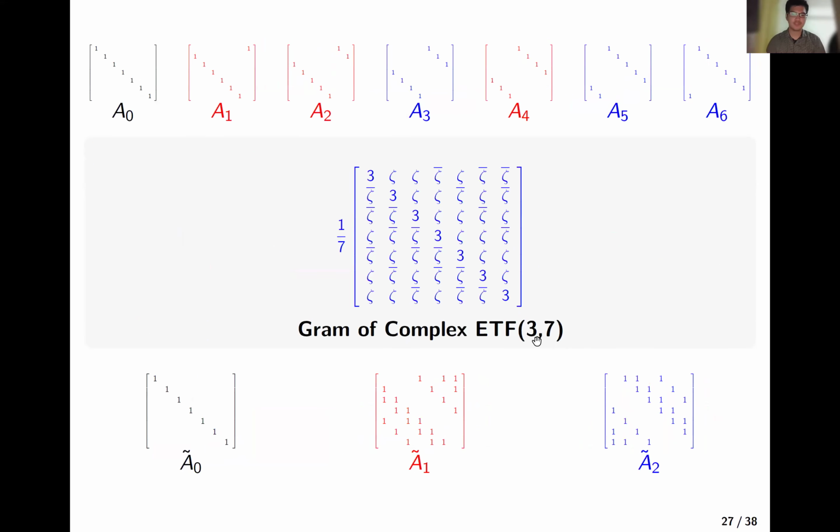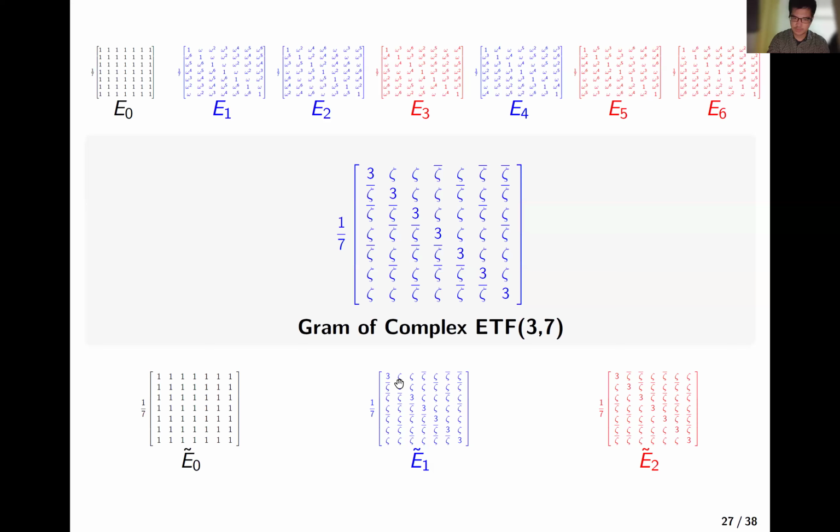Okay, so here's an example now using a complex equiangular tight frame, because we'll be looking at complex ETFs from here on. These are the adjacency matrices. We smush the ones that are red together, the ones that are blue together, and indeed, the idempotents will smush together as well. The blue ones add to this one, the red ones add to this one, and the blue ones will give us the gram matrix of an equiangular tight frame.